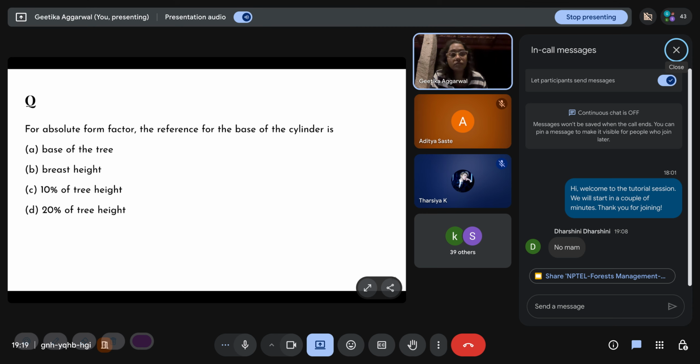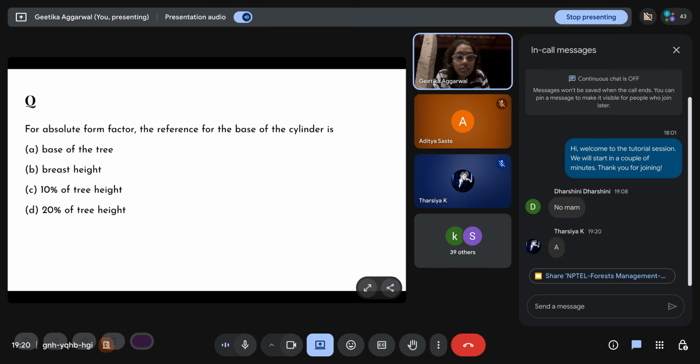Anybody? People start sending your guesses in. Somebody saying A, base of the tree. Yeah, others? For absolute form factor, what is the reference that we use? Do we take the diameter from the base of the tree, from the breast height, from 10%, 20%? Okay, nobody else wants to answer.